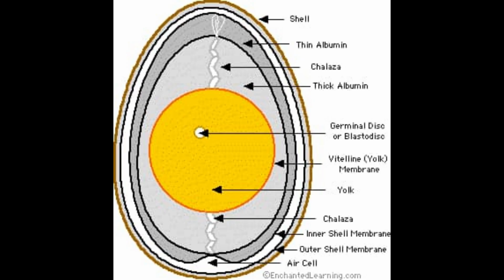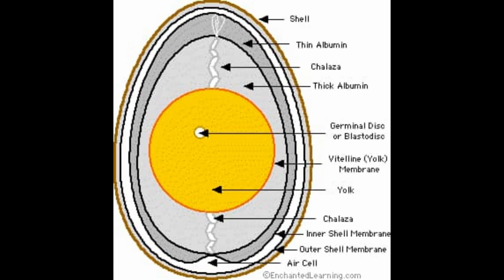Then the main one, the yolk. The yolk is a large, yellow, nutrient-rich structure that provides the developing embryo with energy and nutrients. The yolk is suspended in the egg by the chalaza. Then the albumen, which is also known as egg white, is a clear, viscous fluid that surrounds the yolk. It is rich in protein and provides a protective cushion for the developing embryo.